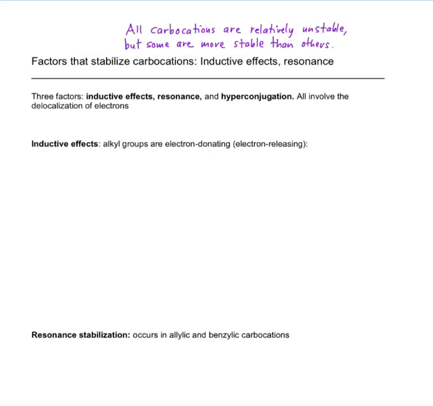There are going to be 3 factors that we'll consider when we think about things that can stabilize carbocations. 2 of those we've seen, the third one is new. So the ones that we've seen are inductive effects and resonance, and the one that we haven't seen that we'll go over a little bit later is hyperconjugation. All three of these involve delocalizing electrons. When we delocalize electrons, it lowers their energy. And if we lower the energy of electrons, that lowers the energy of the structure they're contained in.